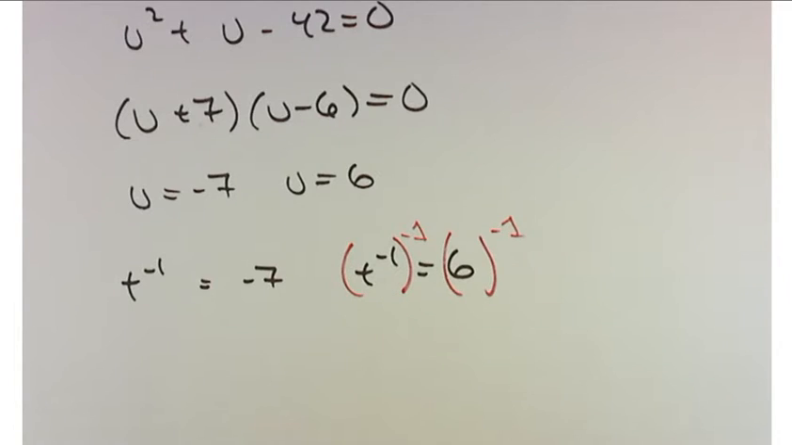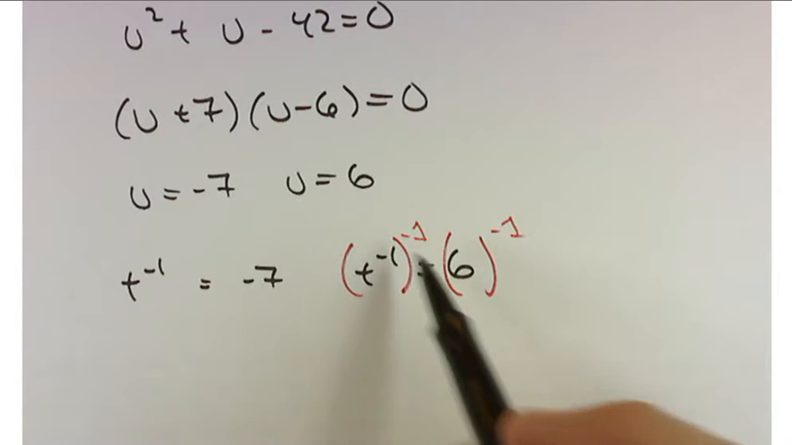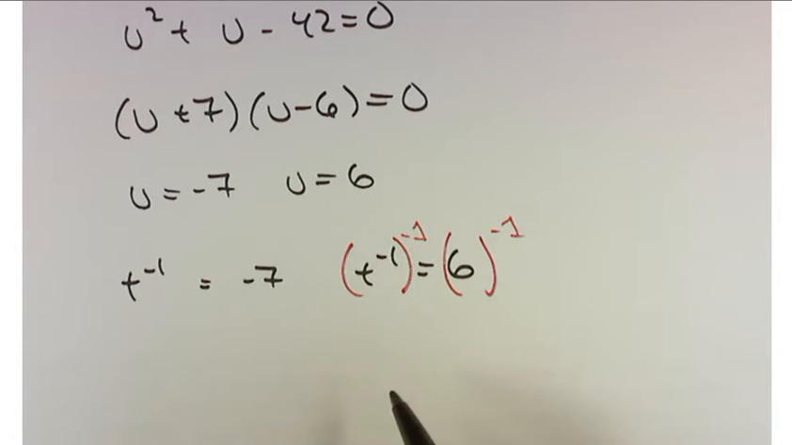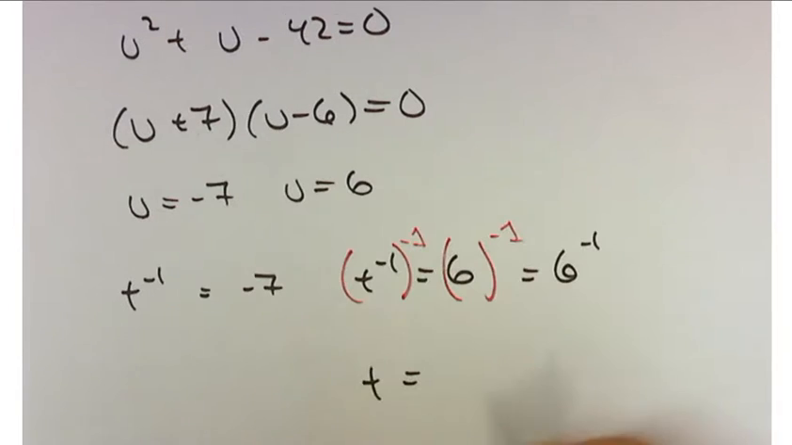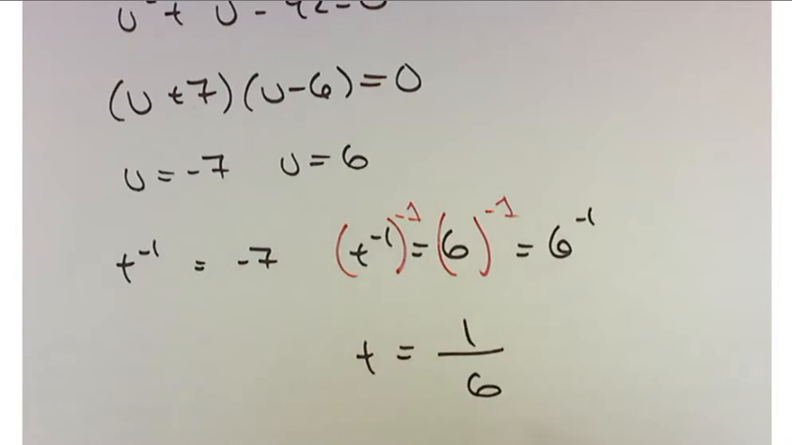Now look at how fast this works out. It's really pretty nice. What's negative 1 times negative 1? 1. Negative 1 times negative 1 is 1. So that's t. And on the right-hand side, I get 6 to the negative first power, which is 1 over 6. Done. That's all there is to it.